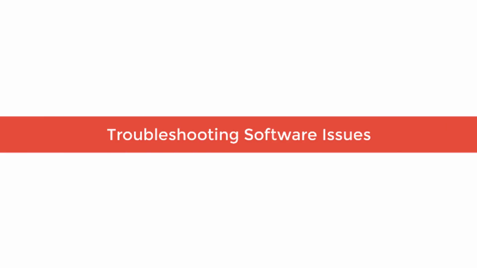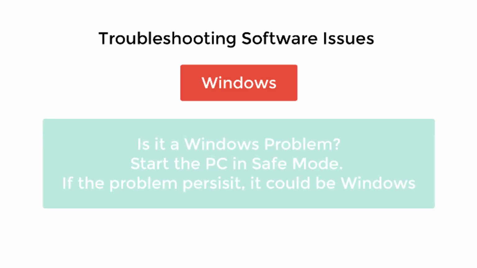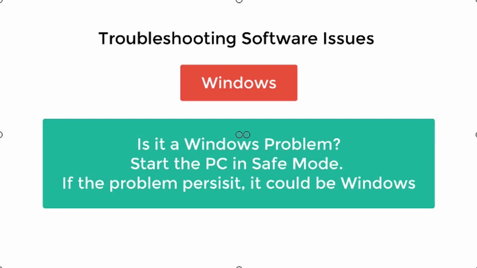Troubleshooting software issues. Windows issue. You can tell whether or not Windows is to blame when you start the PC in safe mode. If the problem persists in safe mode, then this is an operating system issue. You can take steps in safe mode to solve the problem.